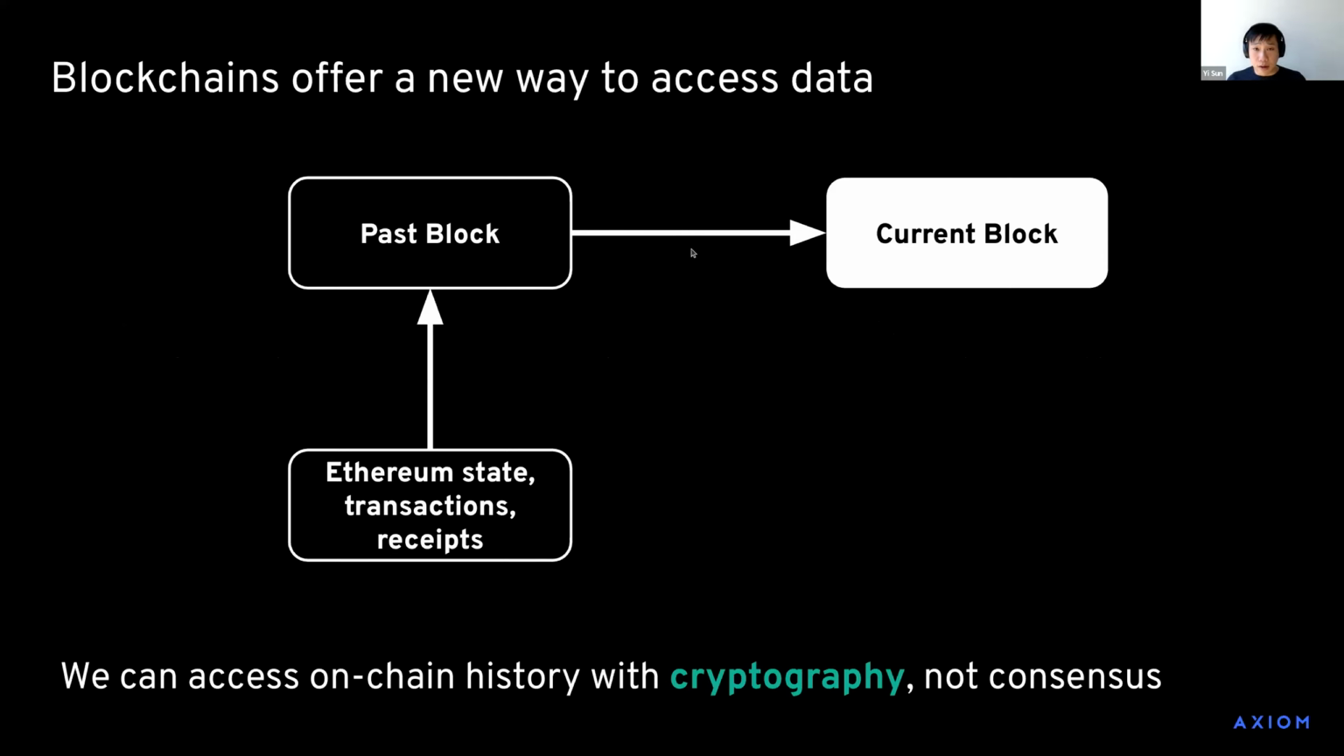So blockchains all have a property that the current block commits to the entire history of the chain. So for Ethereum, this means that the current block commits to all past blocks, and each block commits to the state, transactions, and receipts inside that block. By decommitting all these commitments, we can access the chain history using cryptography instead of consensus.